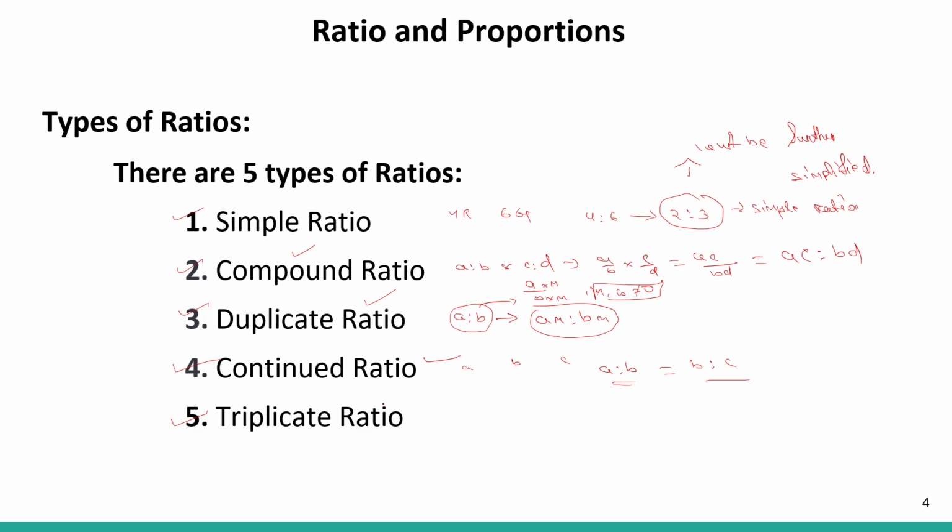Then we saw what triplicate ratio is. If you have A by B, then to convert it to a triplicate ratio, you cube the numerator and denominator, so we convert it to A cube by B cube. If you have 2 by 3, its triplicate ratio will be 8 by 27, which is equal to 2 cube by 3 cube.